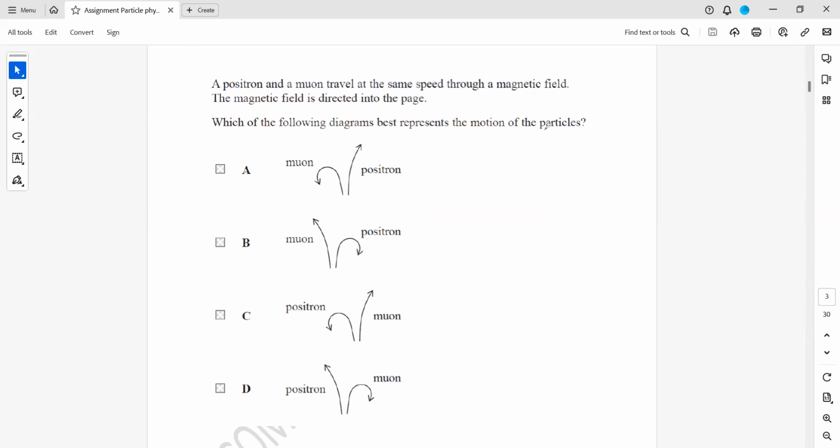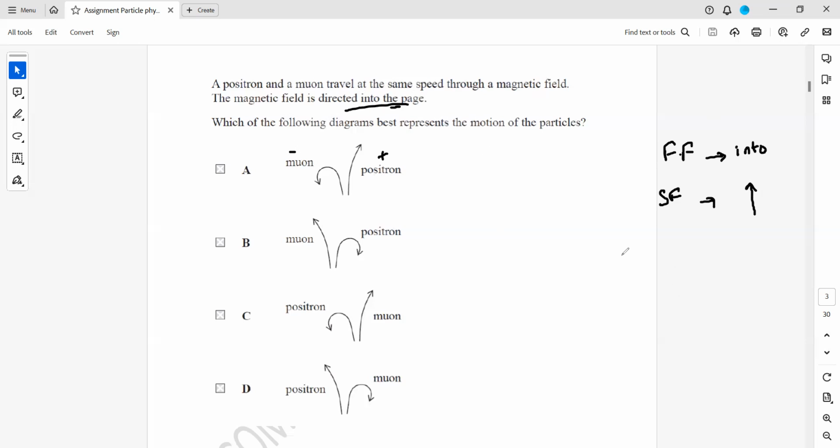According to the left hand rule, the index finger, or first finger, should point in the direction of the magnetic field. In this case, the magnetic field is into the page, so the index finger should point into. The second finger represents the direction of the particle. Both particles are going up, and the positron is a positive one and the muon is a negative one.